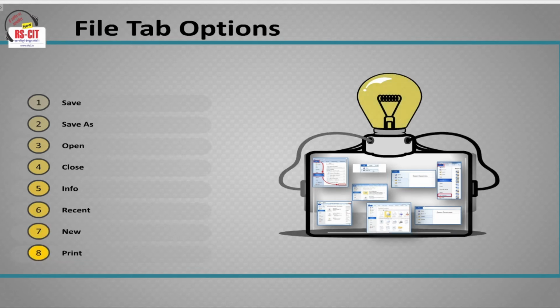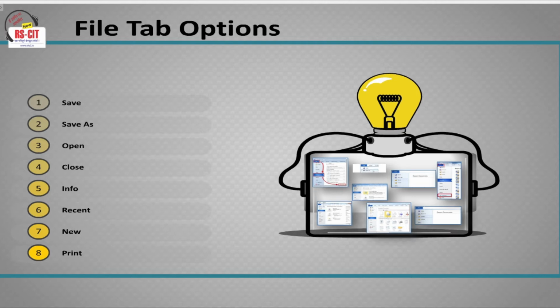Students, now let's have a brief overview of all File tab options, which are Save. The Save option allows you to save an unsaved document on which you are currently working. Save As. Save As allows you to save a document in different formats such as Word document, Word 97/2003, Word template, PDF, and in many other formats. Open. The Open button provides access to previously saved documents. Close. The Close button allows you to exit from the current document.